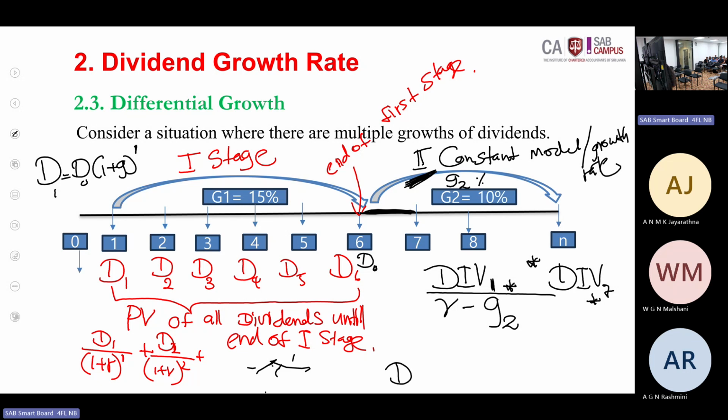D7 means what? D7 is the first year dividend of the second stage. This is the second stage, first year dividend. That is what you have to understand. Clear?